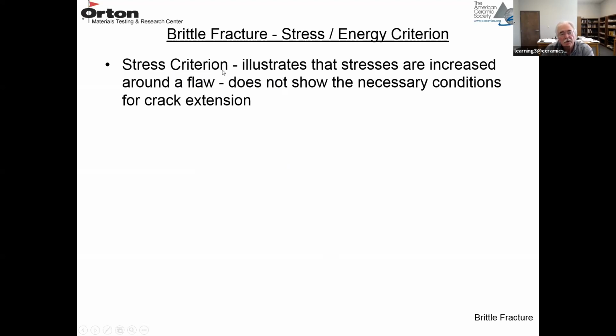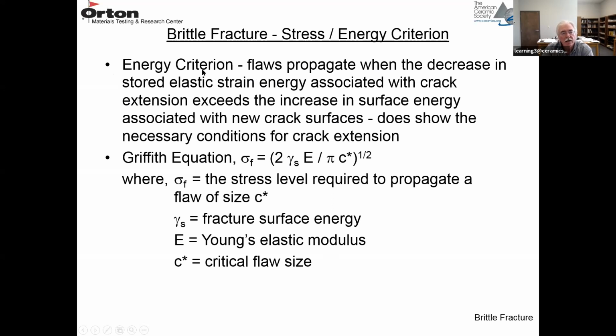So the stress criterion, which we just discussed, simply illustrates that the stress is increased around the flaw. So it tells you how much the stress is increased, but it doesn't tell you when that crack will grow and you have failure. So the other criterion is the energy criterion. That gives you information as to when the crack will grow. So a flaw will propagate when the decrease in the stored elastic strain energy associated with the crack extension exceeds the increase in surface energy associated with a new crack surface.